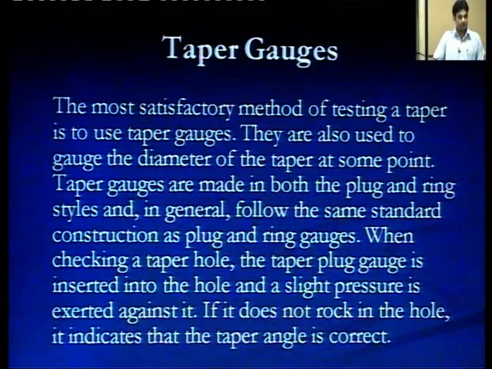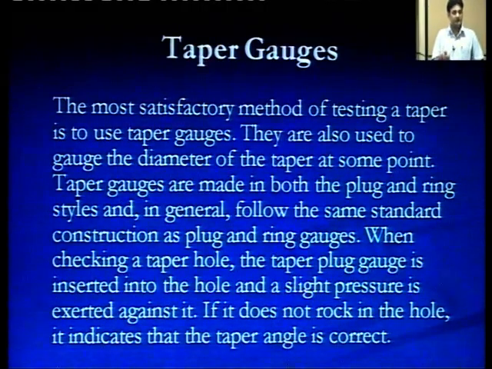Now, when checking a taper hole, a taper plug gauge is inserted into the hole and a slight pressure is exerted against it. If it does not rock in the hole, it indicates that the taper is correct.